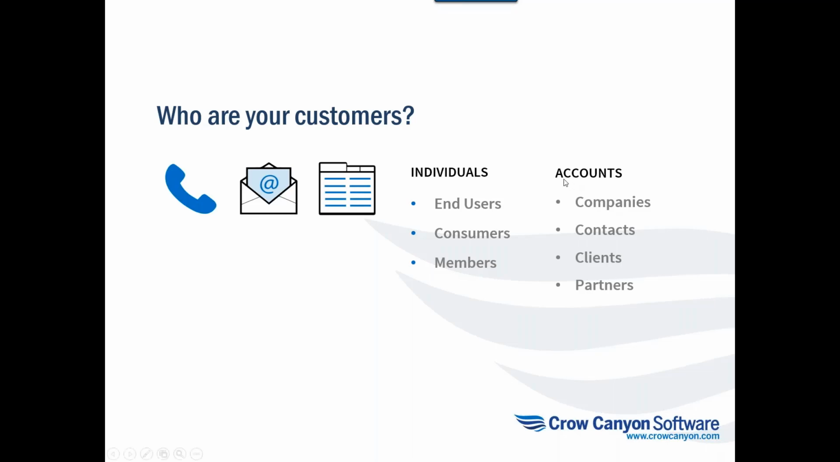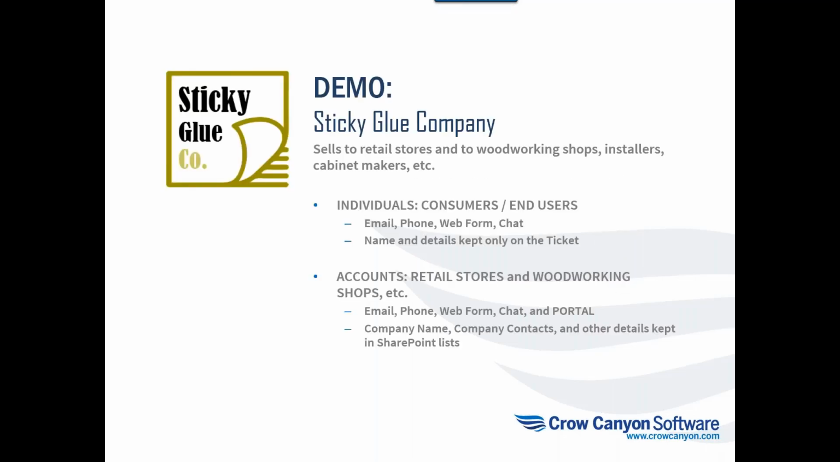But more often, you're dealing with accounts, which are companies, organizations. In those organizations or companies are individuals, which we'll call contacts in this context. And you want to keep track of those people. They could be companies you work with, you sell to, have constant interaction with, and the contacts in those companies. It could be clients, partners, all kinds of ways of interacting with those other companies and keeping track of the interaction with them ongoing. So in our demo, we have this imaginary company called the Sticky Glue Company.